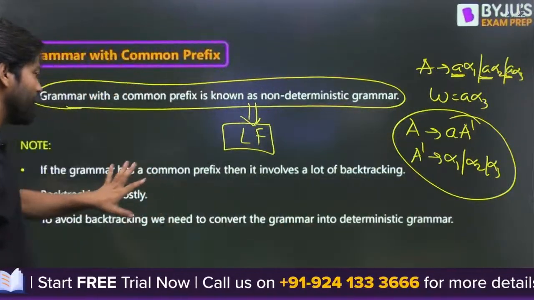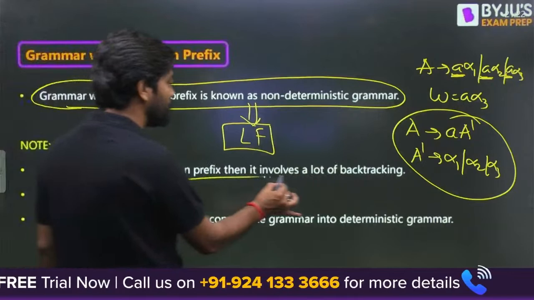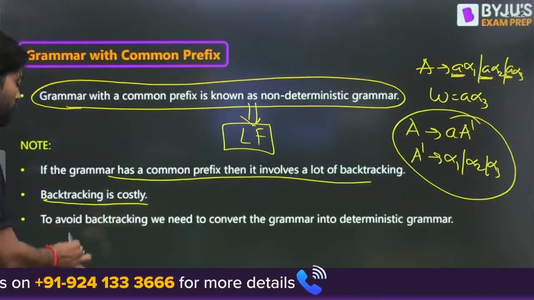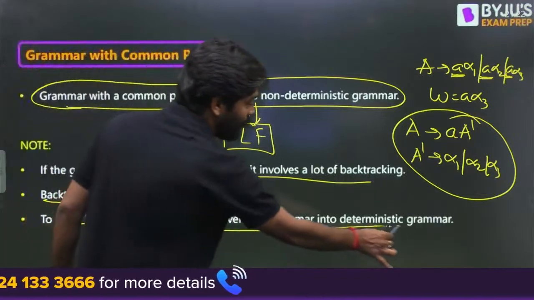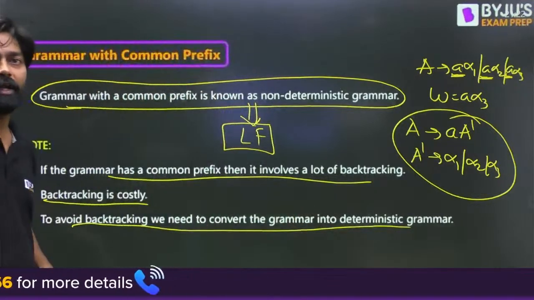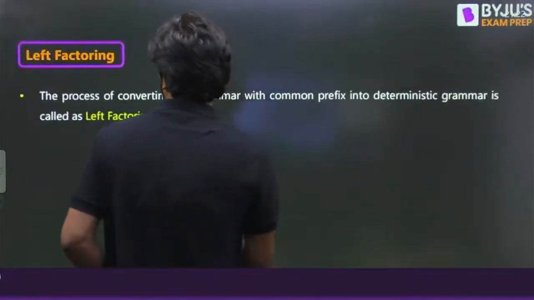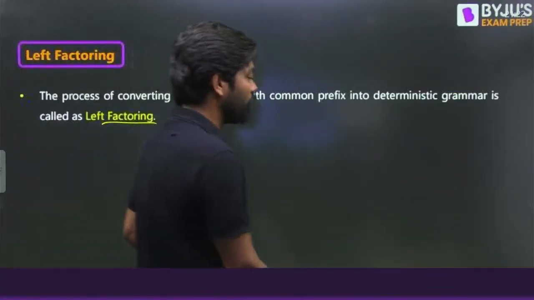I think we have written this already. If the grammar has common prefix, then it involves a lot of backtracking. Backtracking is costly also. To avoid backtracking, what do we need to do? We need to make a deterministic grammar. Now, left factoring I told you already. So I'm moving on.